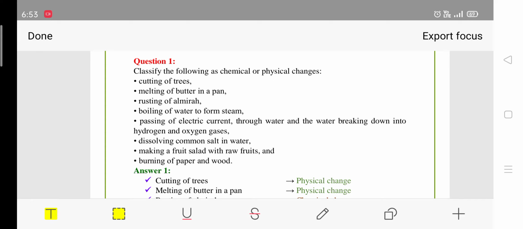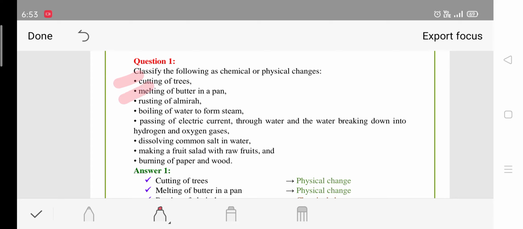Now first is cutting of a tree. It is a physical change. Melting of butter in a pan is also a physical change. Rusting of almirah: here in the rusting of almirah a new substance is formed, so it is a chemical change. Boiling of water to form steam is also a physical change.